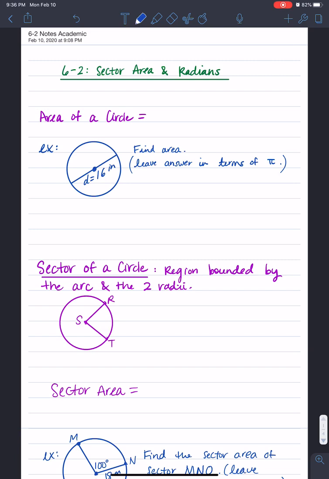Today, we're talking about area. Now, last class, we learned about circumference and arc length. Today, we're talking about area and sector area.